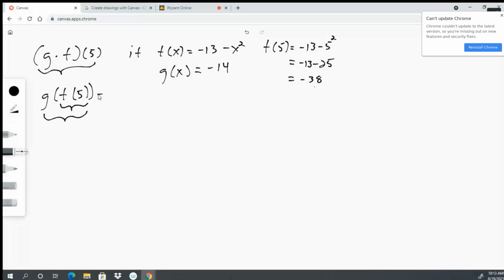And if we try to do g of f of 5, this f of 5, we could just plug in minus 38 and get g of minus 38. What we do next is just plug in that value, minus 38, for x, which is minus 14. But note that there is no x here. So this is our final answer. g of anything is going to be minus 14. So this, g of f of 5 equals minus 14.